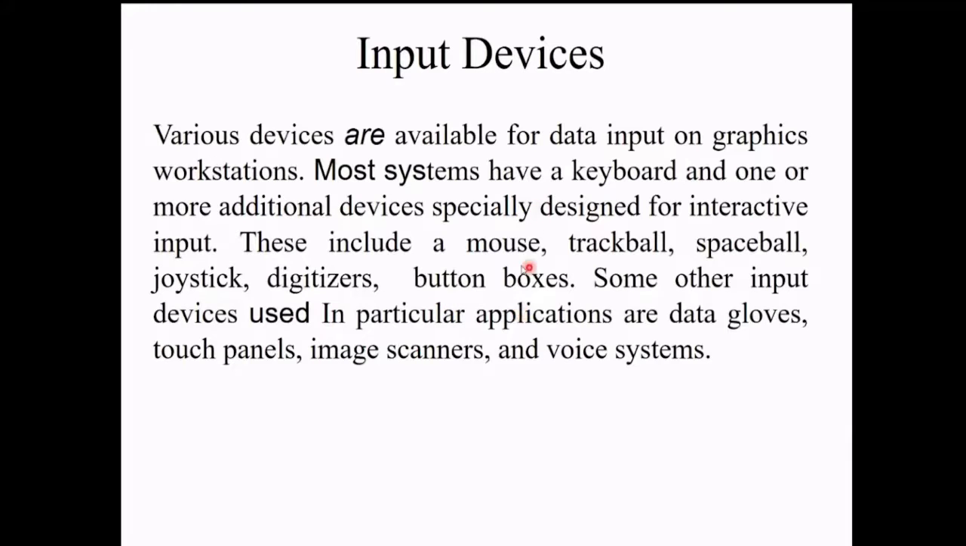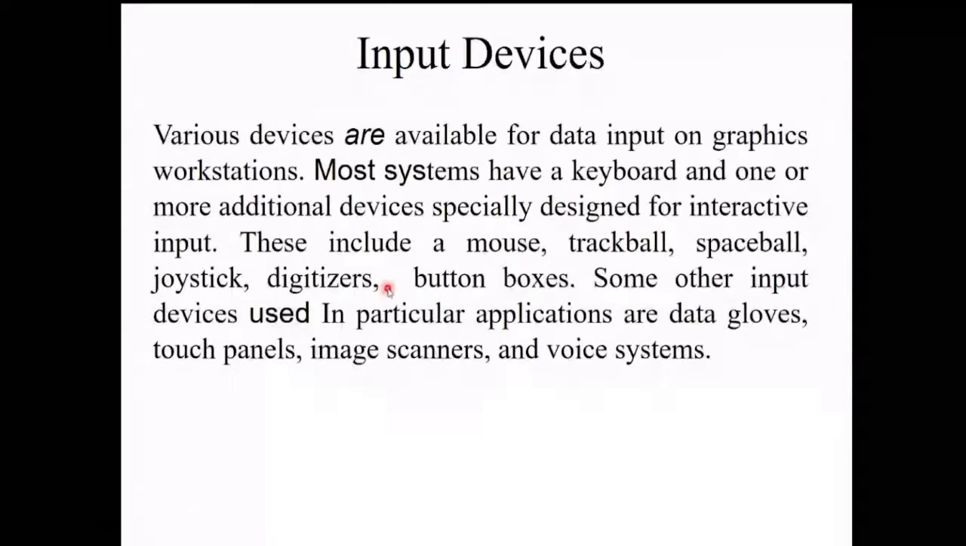Okay, so now a basic, very simple and very important thing for computer graphics is the input devices. All of you must know that we have the keyboard, mouse, and all, by which we can give input to the system, as well as output devices. This is a very basic thing, so we'll just finish it in 10 minutes. What it says is that most systems have a keyboard and one or more additional devices, especially for interactive input. Nowadays you have the mouse, trackball, spaceball, joystick, digitizers, button box, and all.